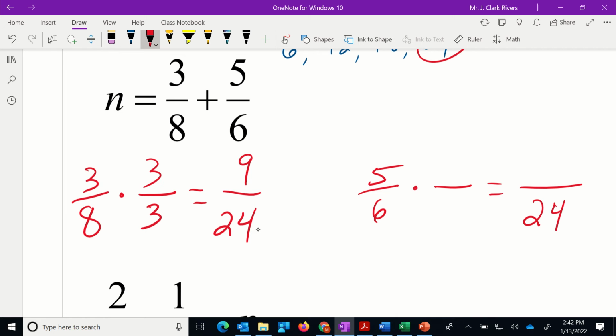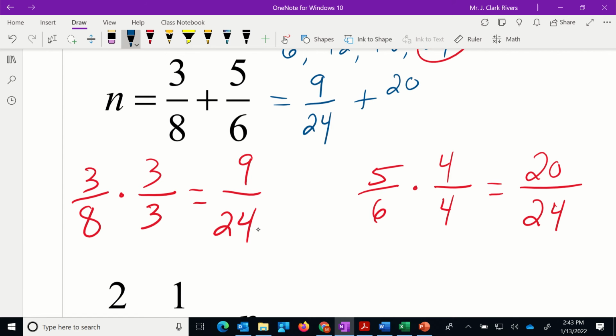Well, 8 times something is 24. 8 times what is 24? 3. So 6 times what is 24? 4. So what goes in the numerator? 4. 5 times 4 is 20, right? So we end up with, instead of 3/8, we changed it to 9/24, right? That became 9/24. Plus, instead of 5/6, 5/6 became 20/24.